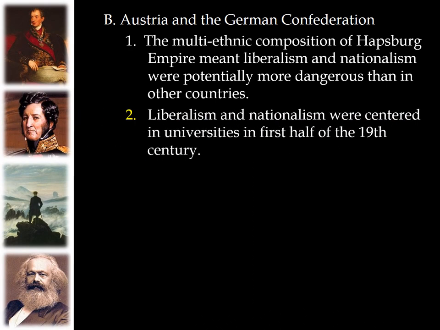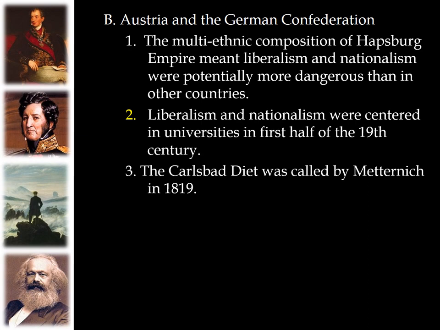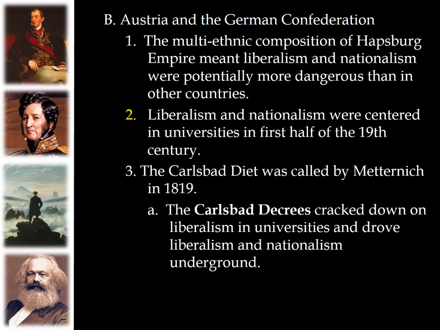Liberalism and nationalism were centered in universities in the first half of the 19th century. It started off as a university movement in the wake of the Napoleonic Wars, and spread, if you will, throughout Europe in the early 19th century. The Carlsbad Diet, or meeting, was called by Metternich in 1819 to try to stop the growth of liberalism in these Germanic territories. And this led to what's known as the Carlsbad Decrees. The Carlsbad Decrees of 1819 cracked down on liberalism in universities and drove liberalism and nationalism underground instead. Basically making the liberals persona non grata, forcing them underground. But as we know, forcing something underground does not necessarily make it go away completely. It will eventually bubble up to the surface by the time we get to the middle of the 1800s.